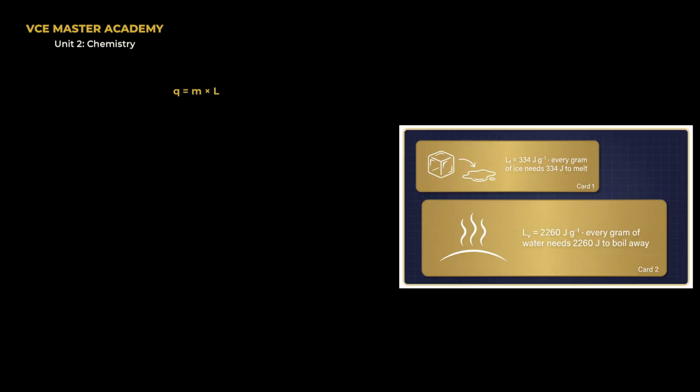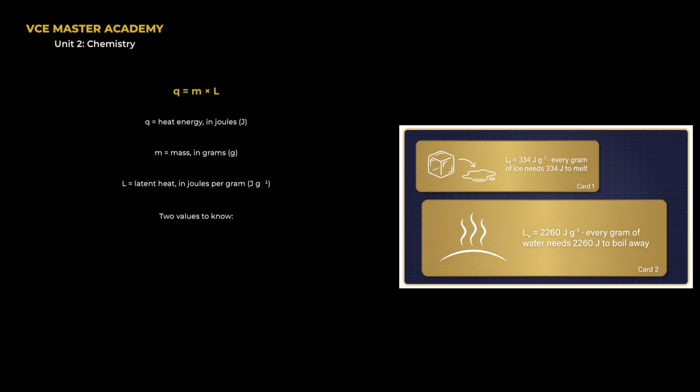Here's our equation for phase changes. Q equals M times L. Three symbols. Let's define each one right now. Q is the heat energy. We measure it in joules. A joule is just a unit of energy, like a dollar is a unit of money. M is the mass, in grams, how much water we've got. And L is the latent heat. It tells us how many joules each gram needs to change phase. So its unit is joules per gram.